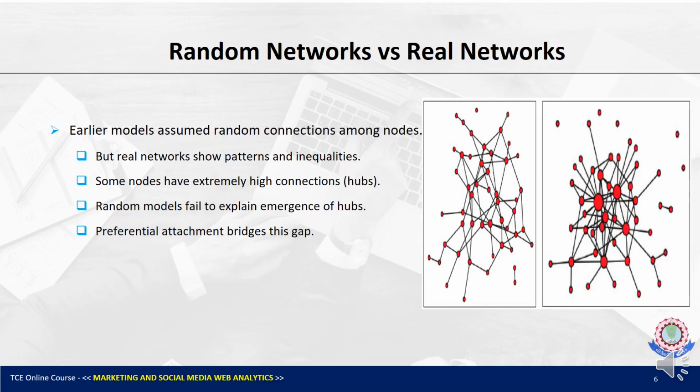Random networks versus real networks. In early network theory, researchers assumed that connections formed randomly, but real networks don't work like that. Some nodes, like influencers or major websites, have thousands or millions of connections. Inequality cannot be explained by random choice alone. This is where preferential attachment becomes important.